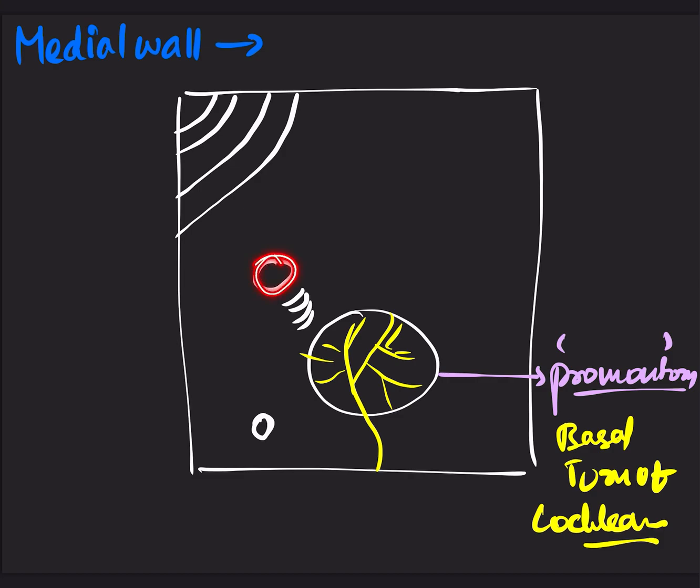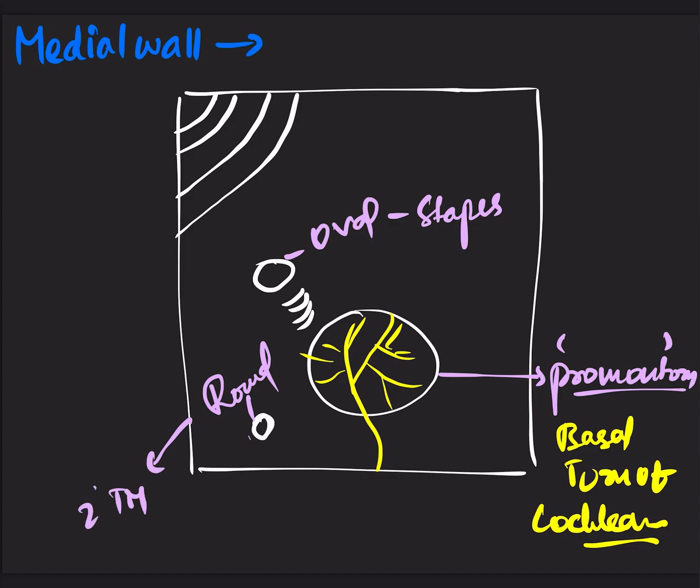Postero-superiorly, you have the oval window, which is closed by the base of the stapes and the annular ligament. Postero-inferiorly, you have the round window, also called the fenestra rotunda, which is closed by the secondary tympanic membrane. This is the oval window, closed by the foot process of the stapes, and this is the round window, closed by the secondary tympanic membrane.